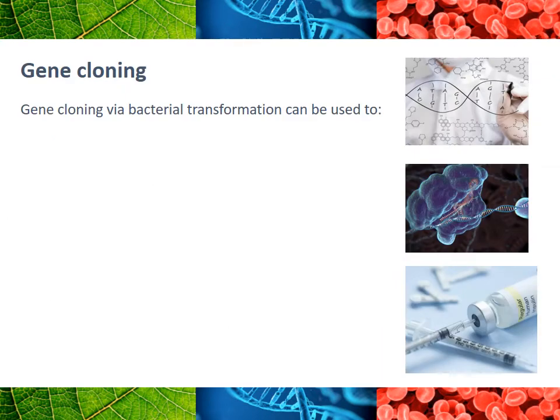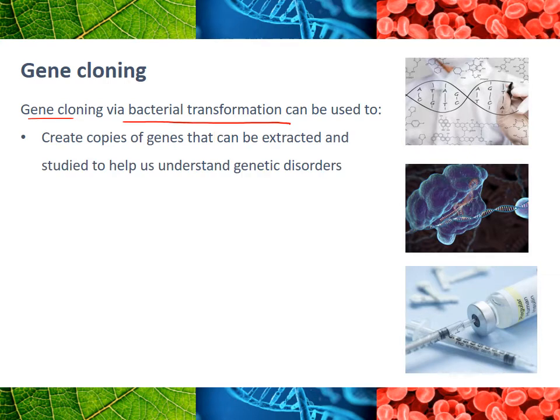So in the last lesson, we looked at using bacterial transformation as a way to clone genes, so to make lots of copies of a gene. This process can be used to create copies of genes that can be extracted and studied. And this has been a huge development in terms of helping scientists understand genetic disorders, things like different types of cancer, things like diabetes, even things like Down syndrome. All of these things that have a genetic component can be studied because of things like gene cloning.